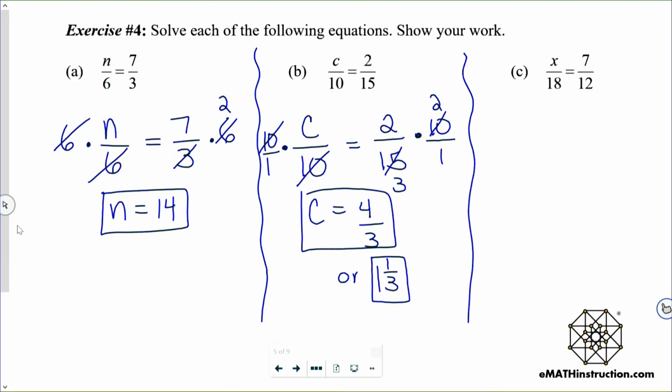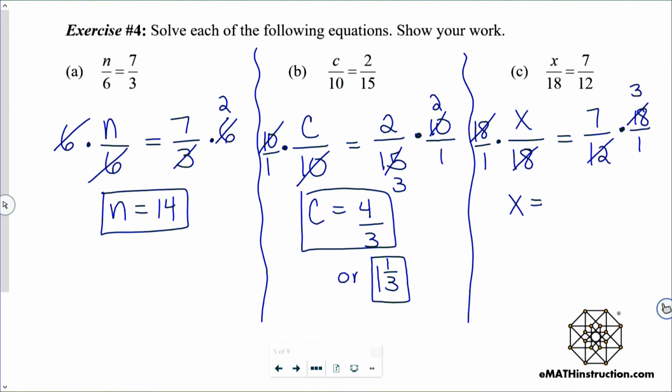All right. Finally, letter C, same song, third verse, right? We've got x divided by 18 equals 7/12. We're going to multiply both sides by 18. Again, if it helps you, write 18 over 1 just to keep track of numerators versus denominators. On this right-hand side, we can cancel a 6 from both of those. It'll be a 3 here, it'll be a 2. 7 times 3 is 21, 2 times 1 is 2. So we could leave it as 21 halves, or in mixed number form, 10 1/2.